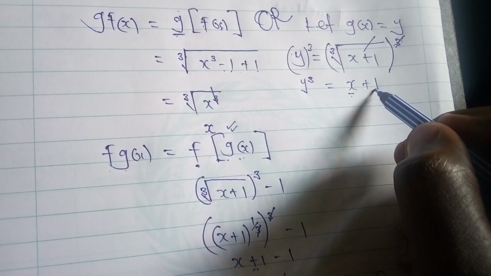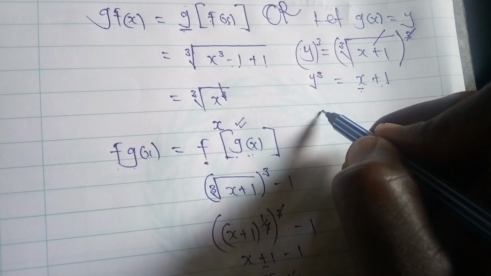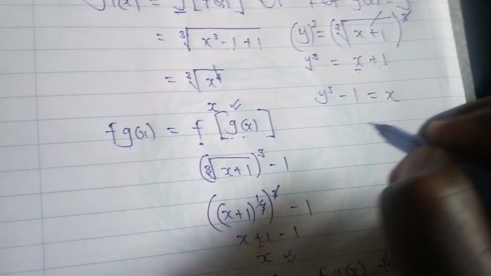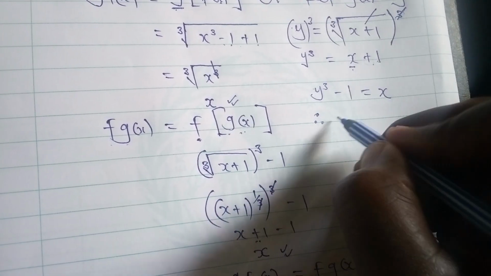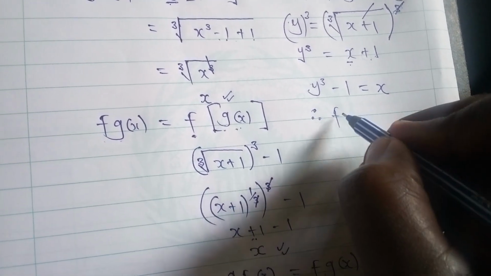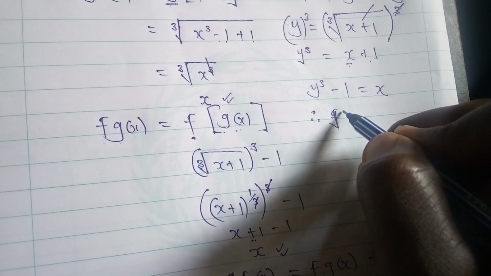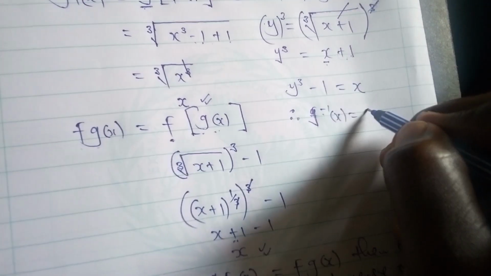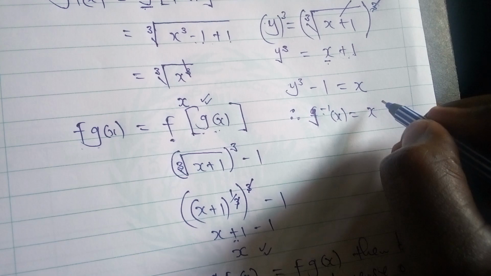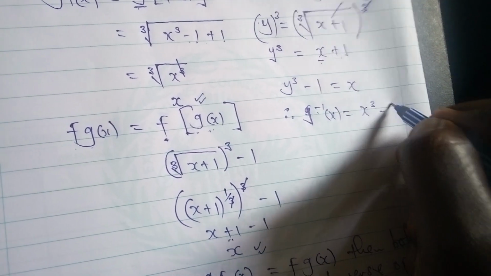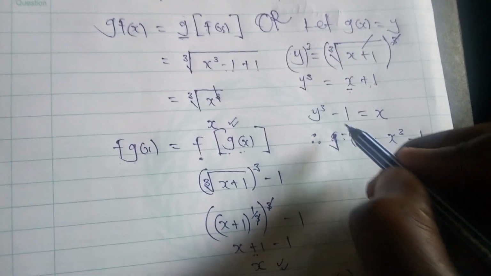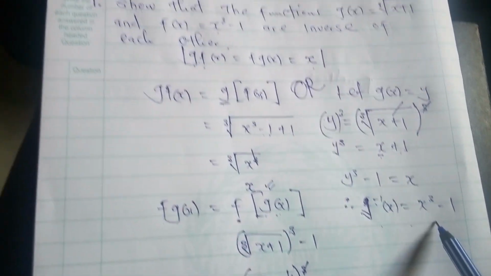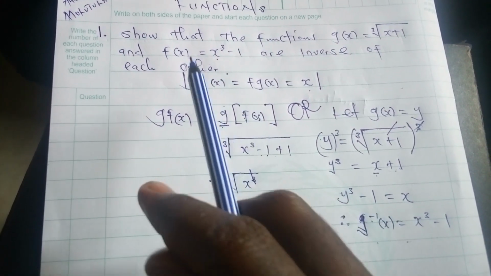So this one is going to cross the equal sign and become y cubed minus 1 is equal to x. Therefore the inverse of g of x is equal to x cubed minus 1. Now if you look carefully, this inverse of g of x is similar to the function of what?